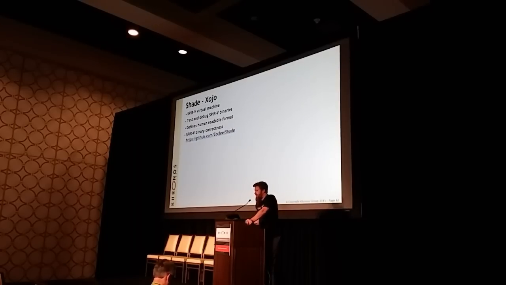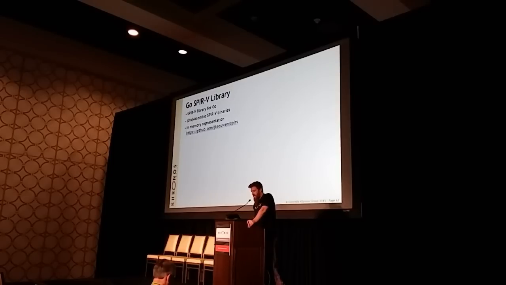There's another virtual machine written in Zojo, which I'm not sure how many people have heard of. But it's intending to test and debug SPIR-V binaries. It also defines a human-readable format, and intends to validate SPIR-V. You can also assemble and disassemble SPIR-V binaries from Rust with the SPIR-V project. And again, in Go, there's an assembler and disassembler.